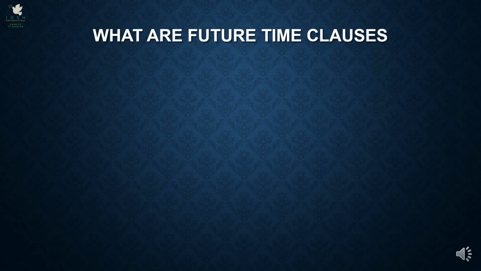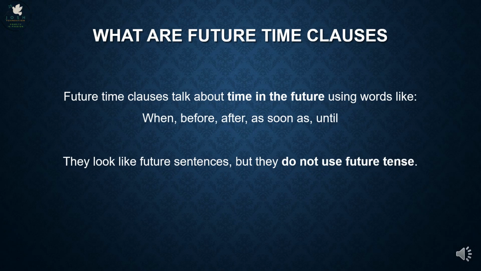What are future time clauses? Because you have seen the first conditional, how about the future time clause? When we go into the future time clause, we use it to talk about time in the future, using words like when, before, after, as soon as, until. We use these words to talk about the future. They look like future sentences, but they don't use future tense. You see, we are talking about the future, but we don't use a future tense. Let's see.